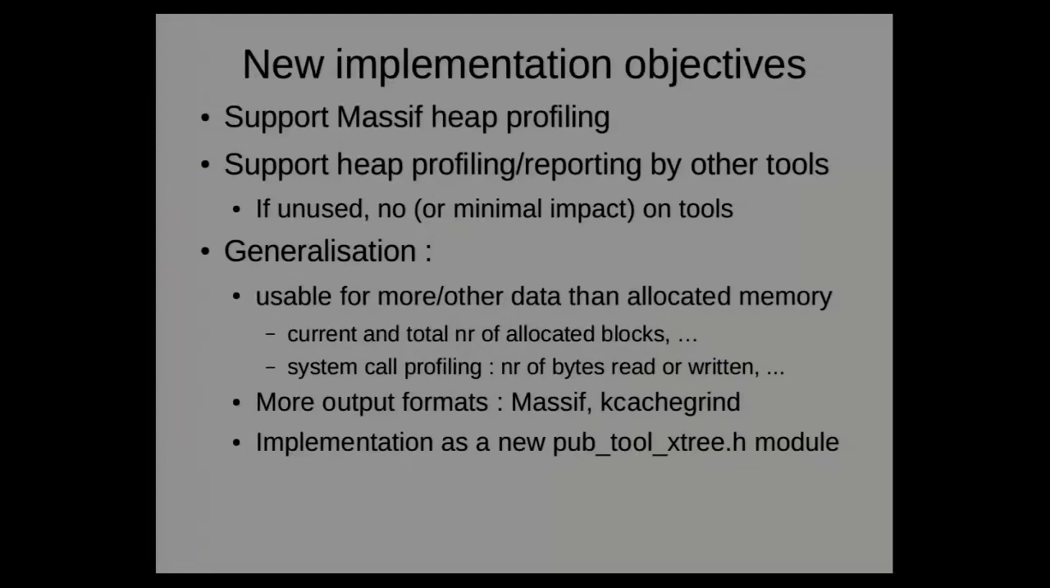So in 3.12, the execution point data structure that we saw was specialized for Massive and was part of Massive. And the new tool X3 is part of Valgrind core and can be used by other tools and for other objectives.